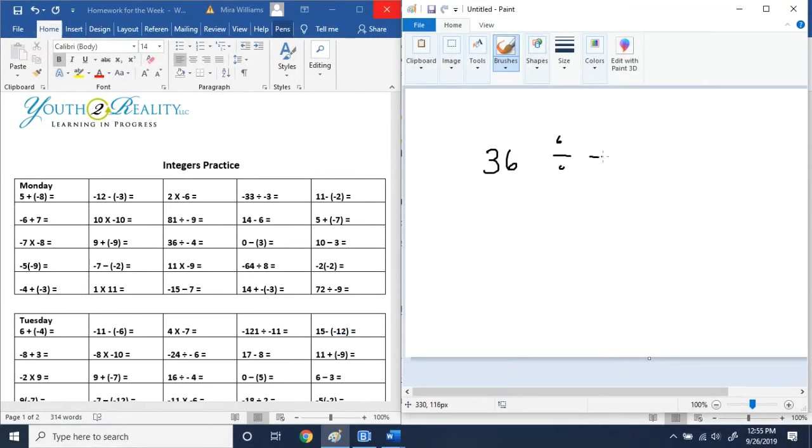36 divided by a negative 4, also written 36 over negative 4, and there's actually a negative out in front. It'll give the same answer as well. With the multiplication and division rules, a positive and a negative will always equal a negative. 36 divided by 4 is 9, so negative 9. Same answer for all of these.